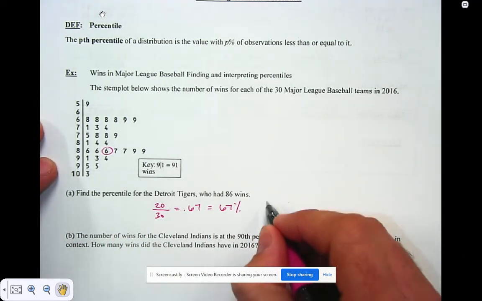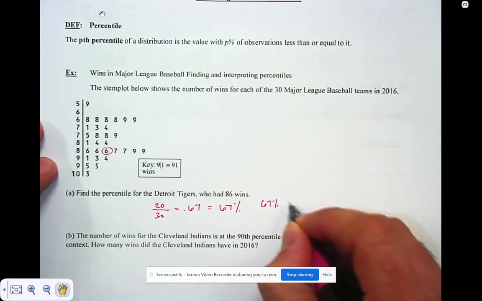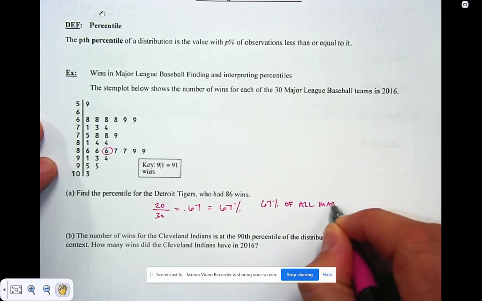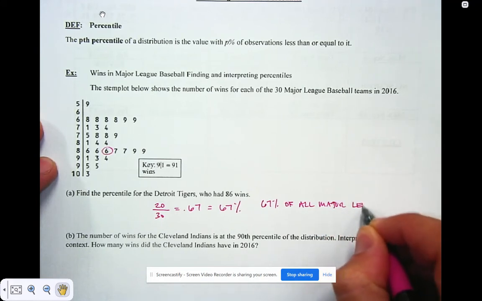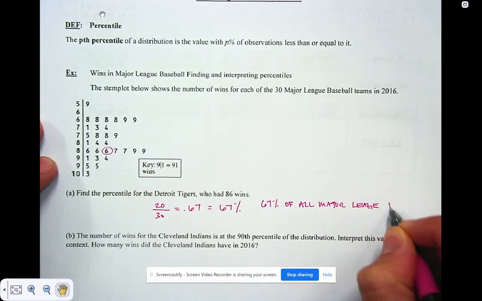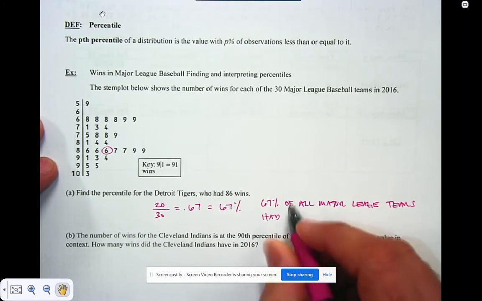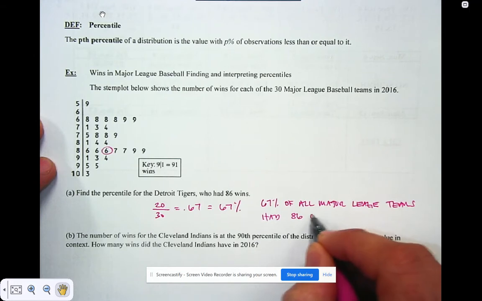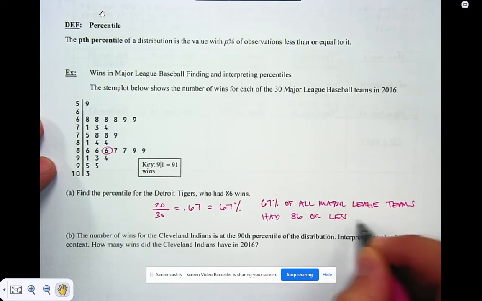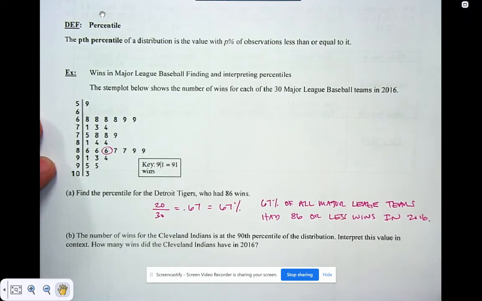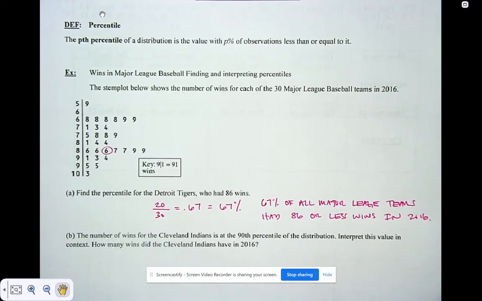If you wrote a sentence here, you would say 67% of all Major League teams had 86 or less wins in 2016. Okay, simple stuff. We're still doing simple math here, but it's all about that sentence.